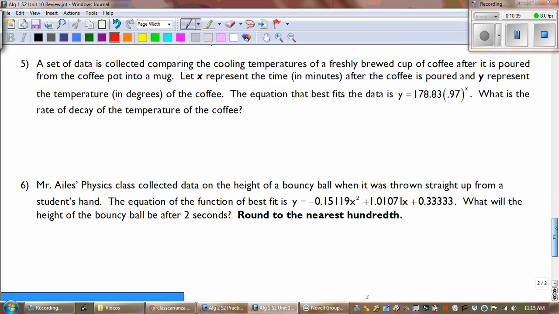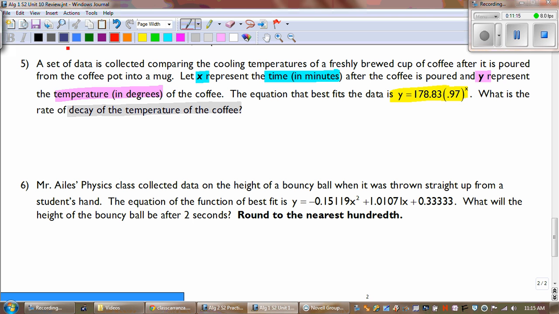All right, number 5. A set of data is collected comparing the cooling temperatures of a freshly brewed cup of coffee after it is poured from the coffee cup into the mug. X represents the time in minutes, and Y represents the temperature in degrees of the coffee. The equation is Y equals 178.83 times 0.97 to the X power. What is the rate of decay? So that's what they're looking for, the rate of decay of the cup of coffee.